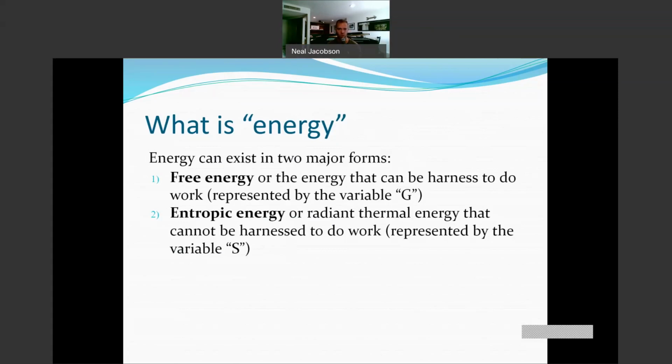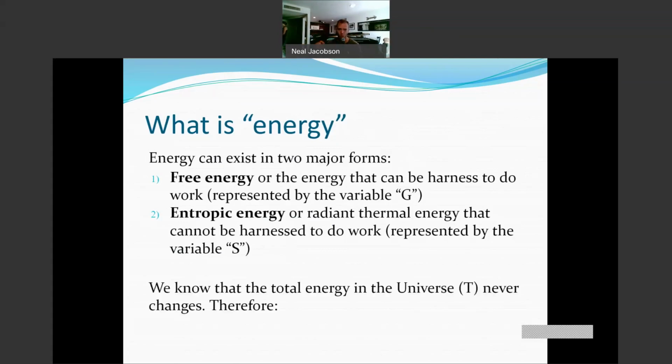So that's entropic energy. And we'll talk about how free energy is related to entropic energy as we move forward here. Going back to the first law of thermodynamics, we know that the total amount of energy in the universe will never change. So that means that T, the total amount of energy, is equal to free energy, G, plus S. The amount of free energy in the universe plus the amount of entropic energy in the universe is equal to the total amount of energy in the universe.